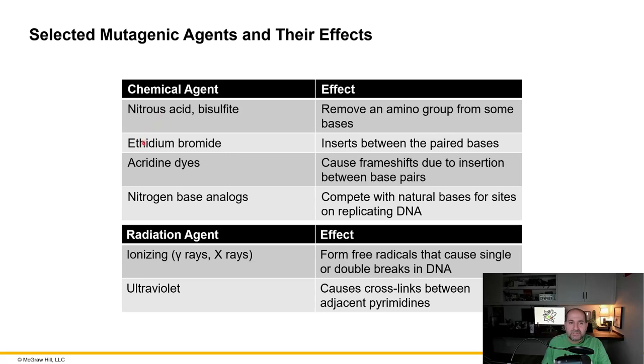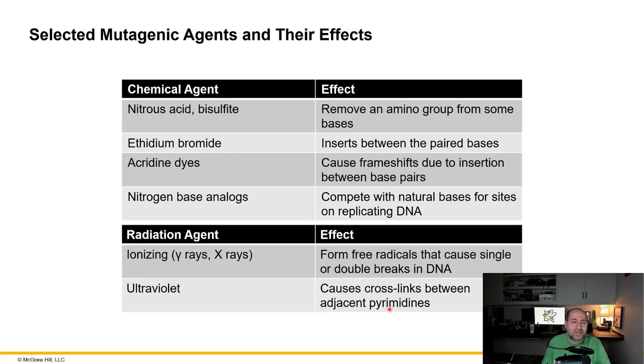Here are a list of common chemicals that are mutagens. In several labs, we work with ethidium bromide, which is used to visualize DNA in agarose gels. However, physical factors such as radiation can also cause mutations as well. UV light, for instance, can cause mutations by causing cross-links or dimerization between adjacent pyrimidines.